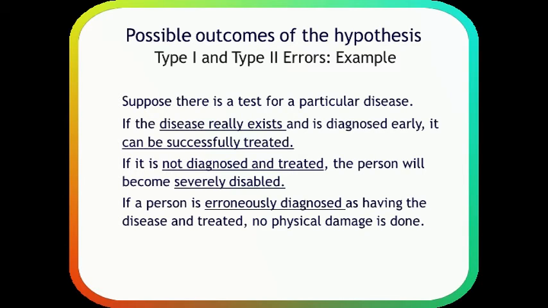But there is another problem. If the person is erroneously diagnosed, or is not diagnosed correctly as having the disease, and is treated, then there can be no physical damage done, or the outcome would be the patient is just treated though the patient doesn't have the disease. Now the issue over here is, which one should we take a risk of?